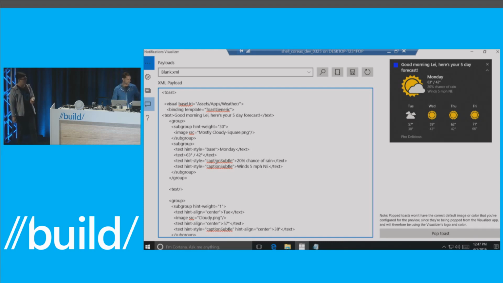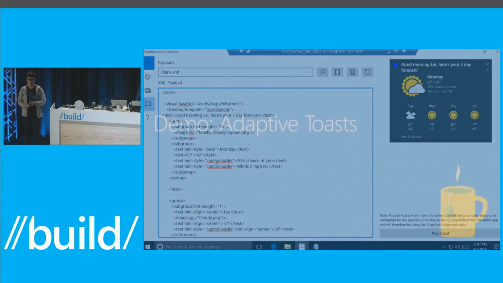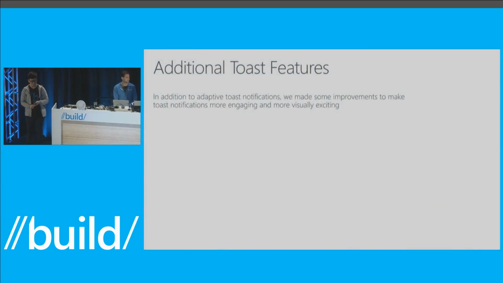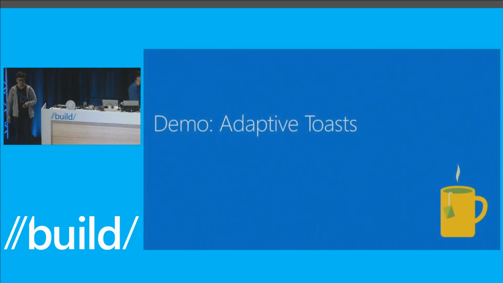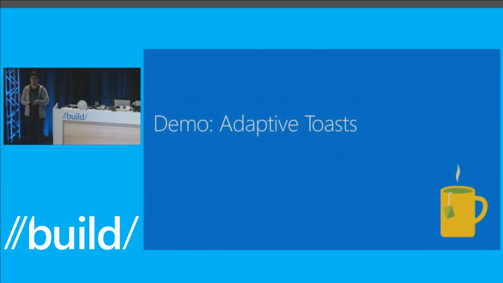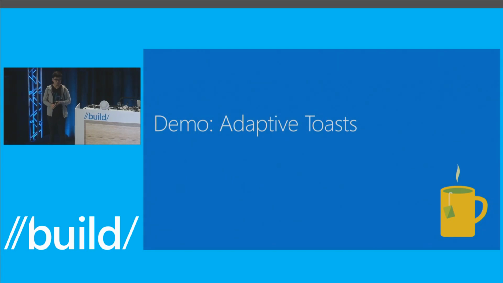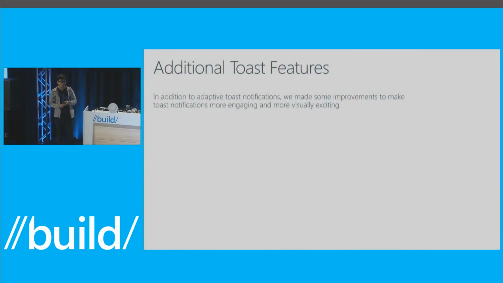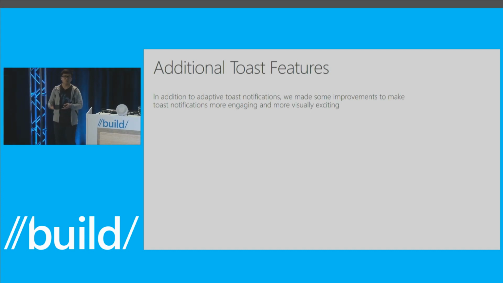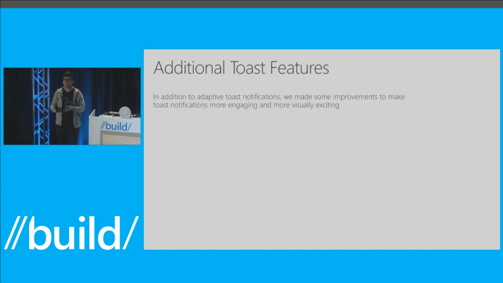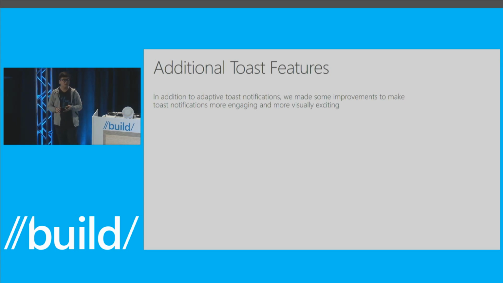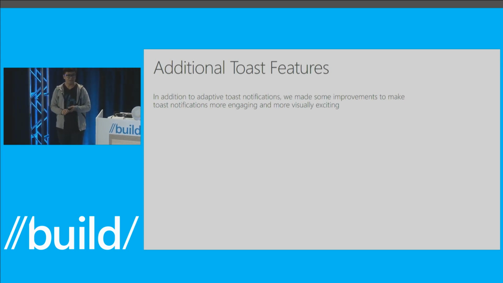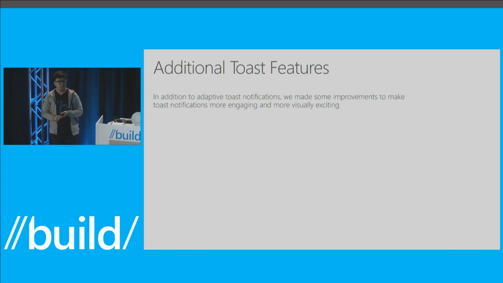So now let's switch back to the slides and continue on the new stuff that we have for toast and Action Center. It really is a cup of tea, hopefully, for you guys to use adaptive toast. In addition to adaptive toast notifications, we also made several UI changes, as well as added some new features, to make your toast notifications look better in general and become more engaging. Let's start with the free things that don't require any app code change.